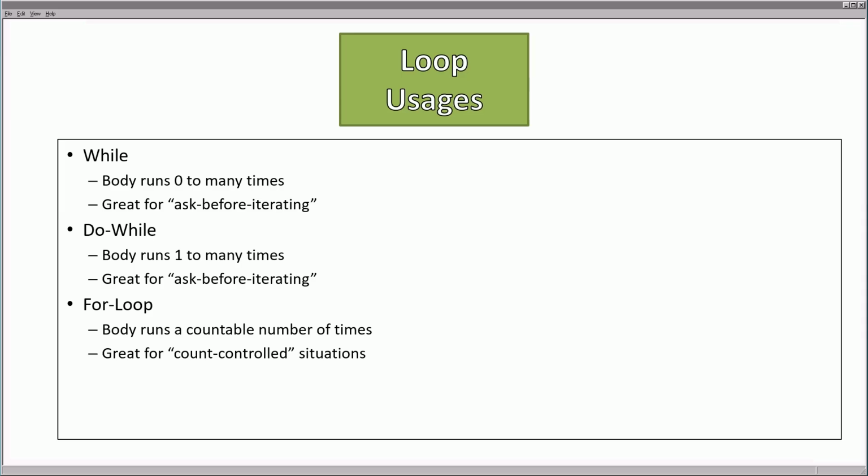In contrast, a do while loop is similar to a while loop, but the body of the loop runs at least once. This type of loop is also great for ask before iterating. But in this case, we know that the body needs to run at least one time before we ask before iterating. And finally, the for loop is great when we know the number of times that the body of the loop needs to run. A for loop is a counting loop, or a count-controlled loop. These are all the different ways to use these kinds of loops, and keeping this in mind can help us solve problems in a more efficient way.